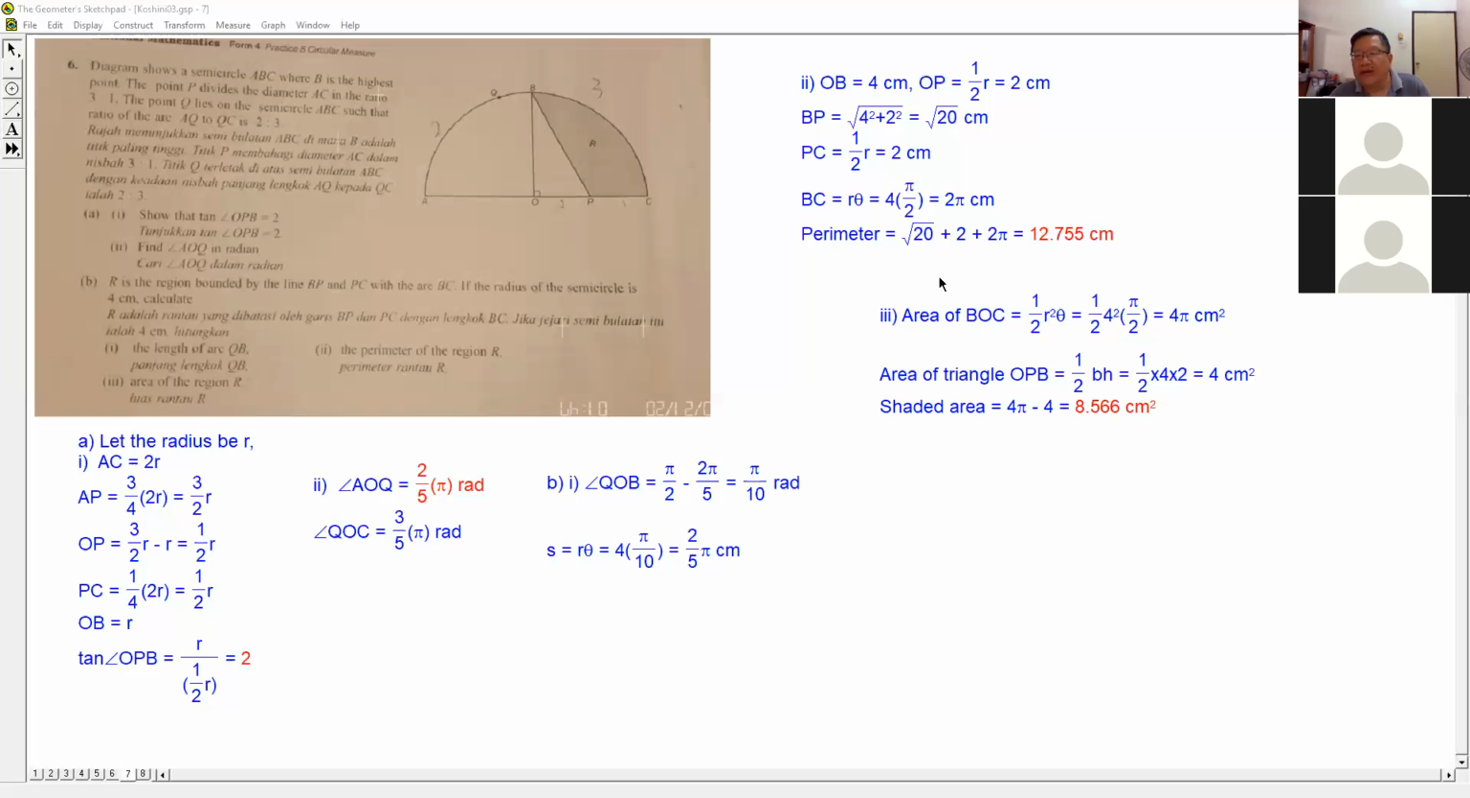So until here, any mistake or not? Any very glaring mistake that I make? So far, okay or not? You show me one finger, or you write down here. Okay, right. So then I continue with the area.